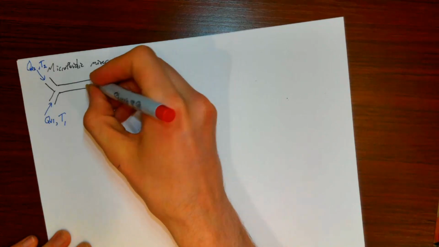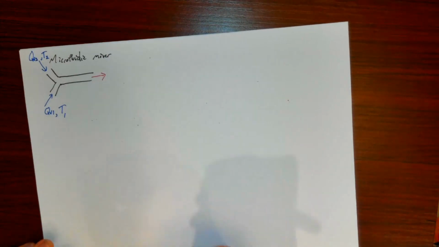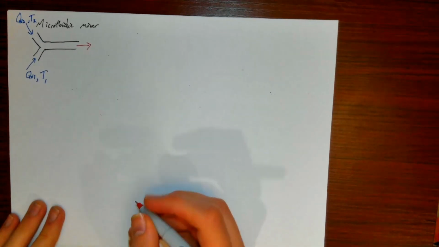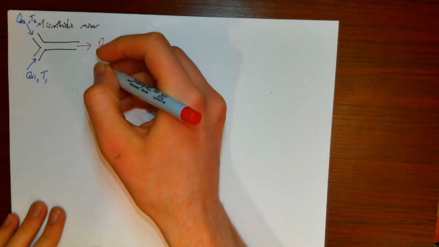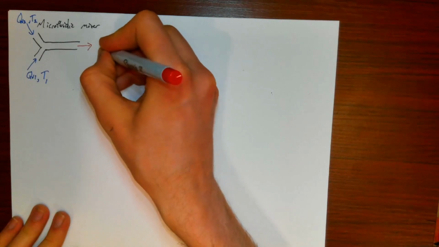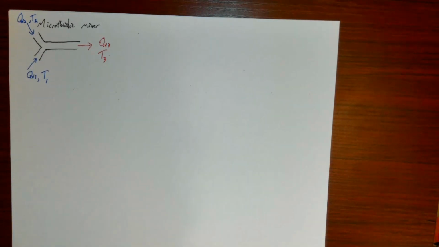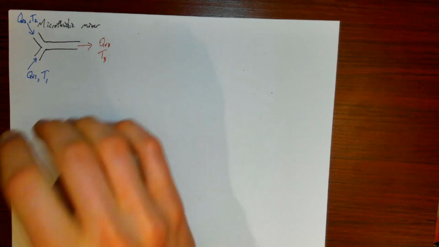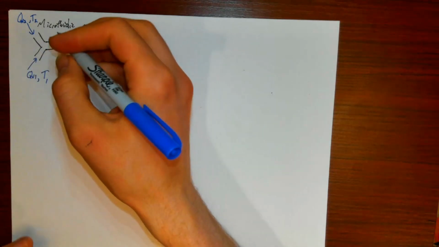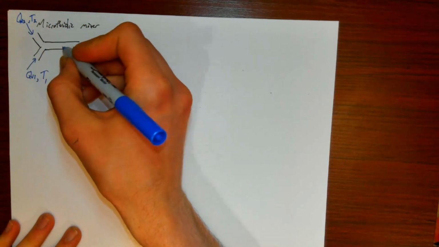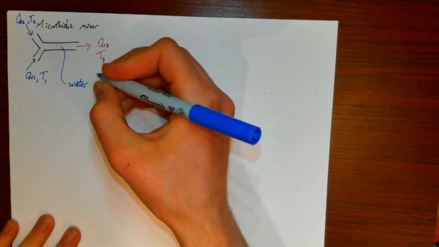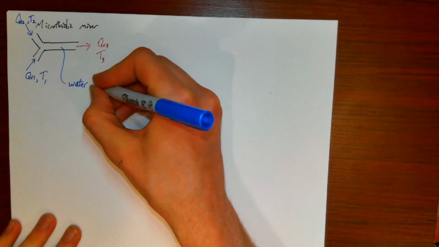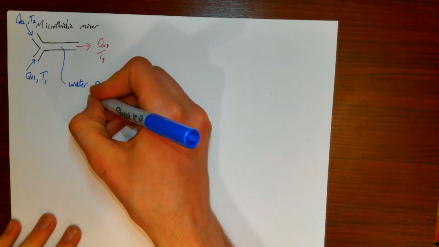I want to be able to predict what's coming out of my system right here. And in particular, I want to be able to predict what the volumetric flow rate is at the outlet. Let's call it QV3, and I want to be able to predict what the temperature is of my system at the outlet. Let's say we have some additional knowns about this system. This channel is filled with water that has a known density and a known specific heat.